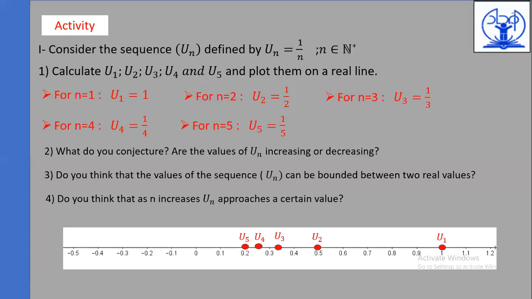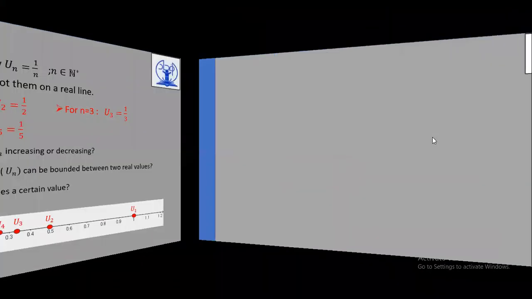This has to do with the limit concept. We can say informally for now that this sequence has its limit 0, which means as n tends to infinity, the values of the sequence are approaching 0.